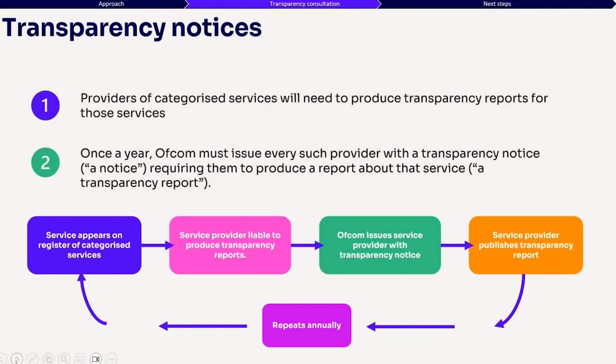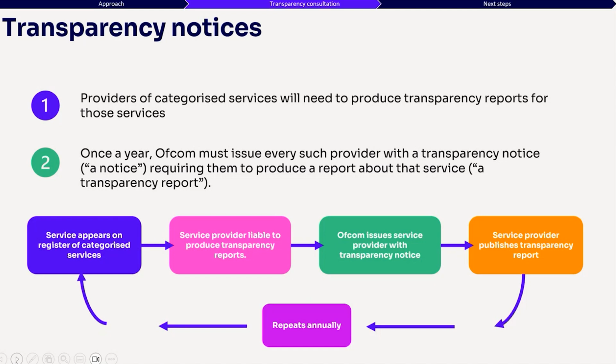So categories 1 and 2B are for user-to-user services, and category 2A is for search or combined services. And we'll publish a list of services that meet those thresholds and conduct regular assessments to make sure that list is up to date and republish it as necessary. As Andrew mentioned, we can't really say more about the specific timelines of that process at the moment as we're awaiting government's decisions, but we will be working as quickly as possible, once secondary legislation has passed, to make the relevant assessments and to publish that list of categorised services.